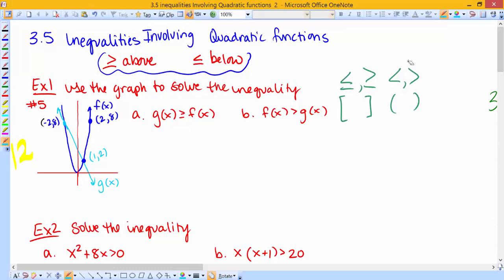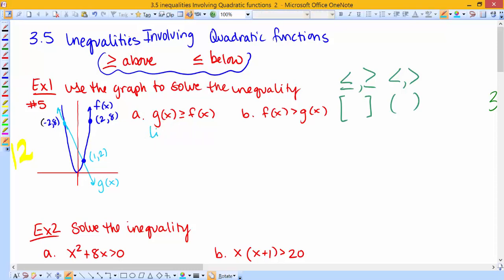We need to talk about some parentheses and brackets things. So please remember, when we're talking equal to, you will be using brackets. When we are not talking equal to, you will be using parentheses. When we see greater than, we are talking about the graph being above something. And when we see less than, we are talking about it being below. So here we see g of x. G of x is the line.